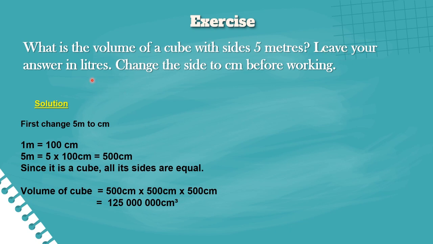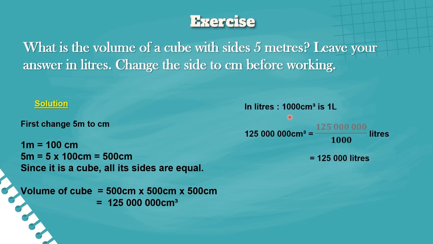Remember, we have to leave our answer in liters. So change this to liters. How? In liters, remember 1000 centimeter cube is 1 liter. So 125 million centimeter cube is going to be 125 million divided by 1000. Do you know that I have 3 zeros here? So you use 3 zeros here to cross out the 3 zeros here. You are left with 125,000. So the answer is 125,000 liters. You can also listen to this explanation again for better understanding.